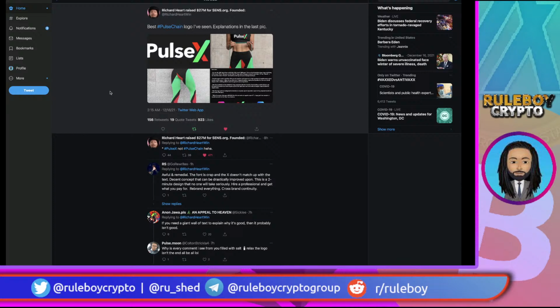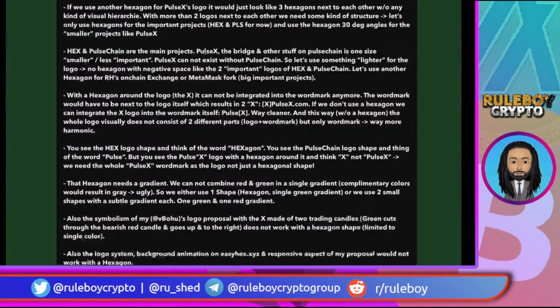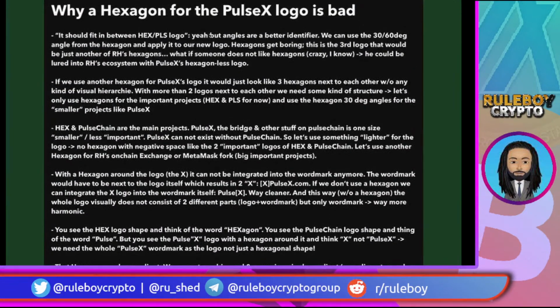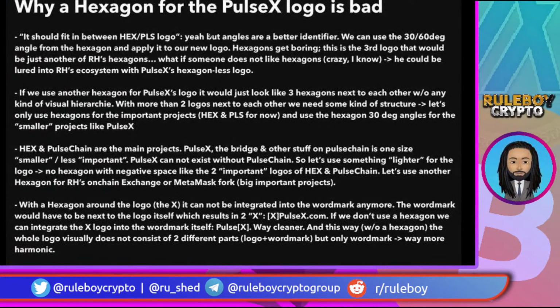Before we go into that, I want us to know that Richard Hart already has two different logos for two different projects, Hex and Pulse Chain, and both projects have a hexagon shape symbol. That is what we are deliberating on. We are going to read the guy's review and then give our own opinion on it. It's going to be a little bit long, so just sit tight and let's roll together.